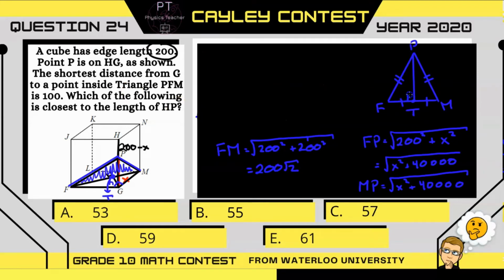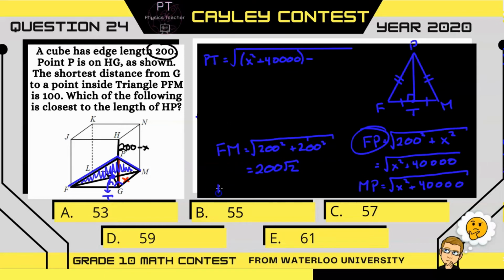Alright, so let's look at this right angle triangle, PFT, and I can calculate what PT is then by using Pythagorean theorem. Once again, where it's the hypotenuse squared minus one of the sides. So the hypotenuse we already know, that's PF, which we figured out right there. So it is going to be the square root of 200 squared plus x squared, which just gives us x squared plus 40,000, minus this distance FT, which is half the distance of FM.